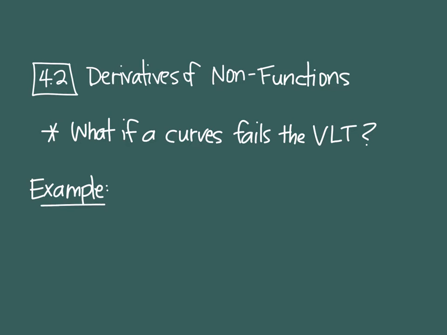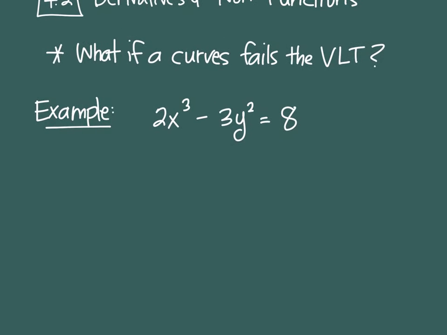So for example, let's start with 2x to the third minus 3y squared equals 8. So this is a relation. It is graphable, but its graph does not pass the vertical line test. And so how would we find the derivative of this function? Well, we're still going to take some of our same power rules that we had before, but then there's this additional chain rule that we need to use.